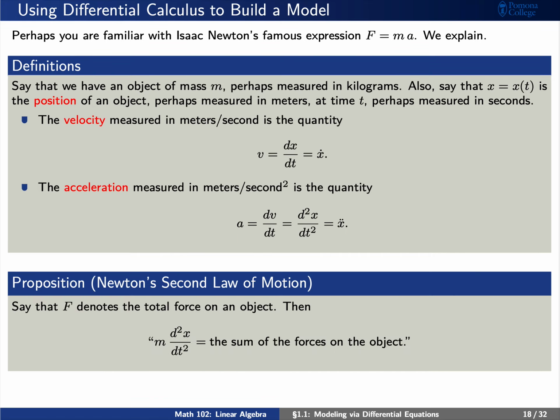Newton's second law of motion states that if F is the total force on an object, then m times the acceleration is F. That is, m times d squared x/dt squared is equal to the sum of the forces on the object. So our intuition here is that the equation F equals ma is really a differential equation in disguise. Let's delve into this in a bit more detail.